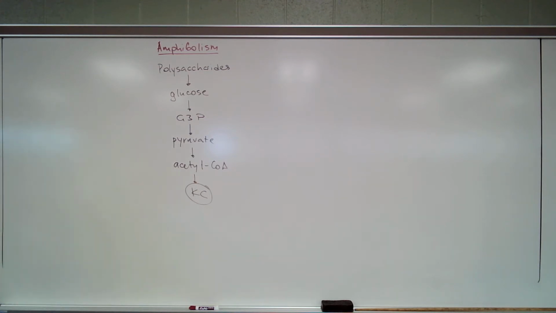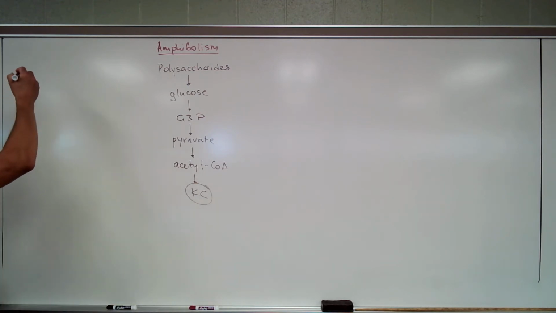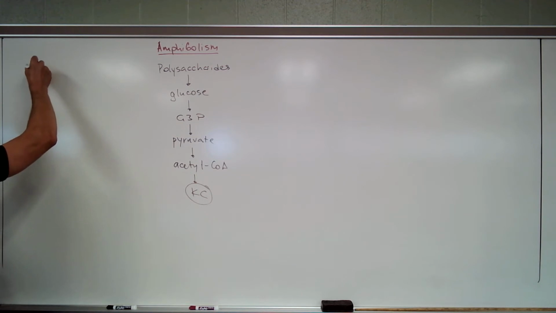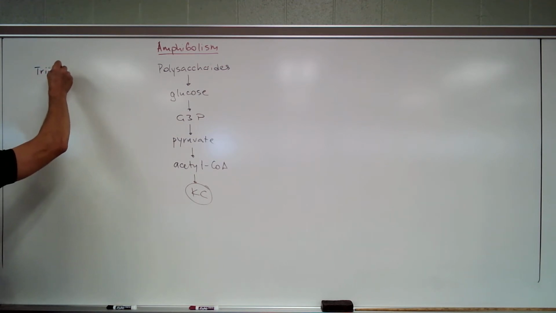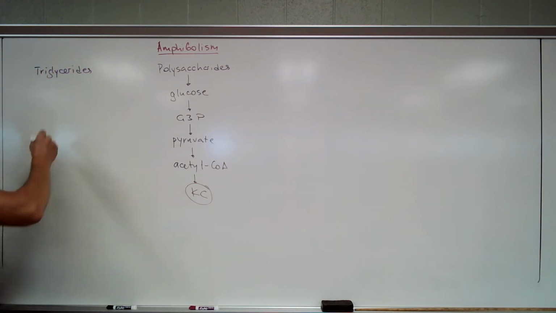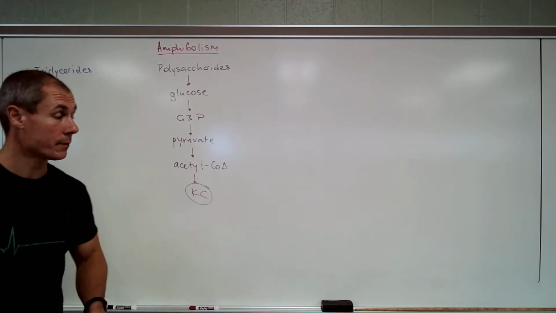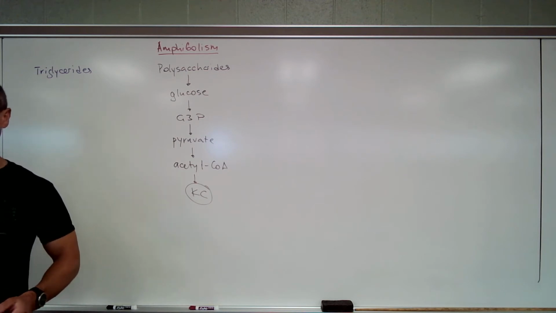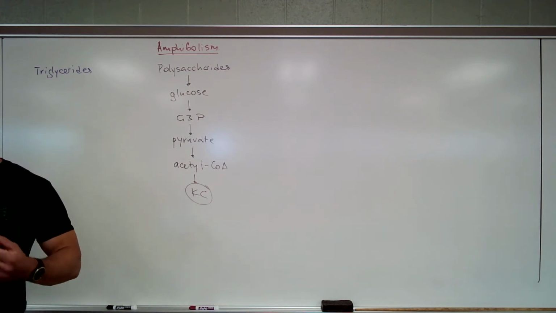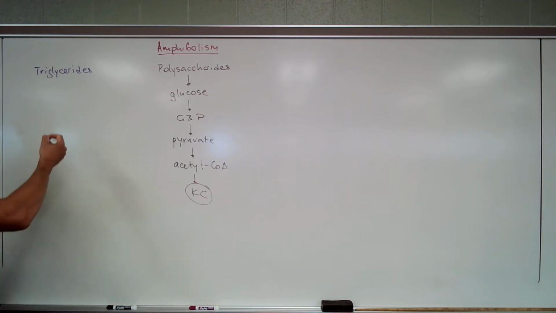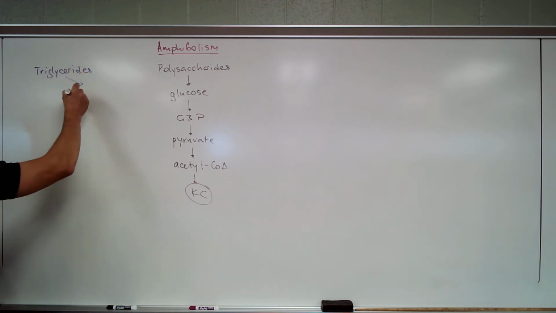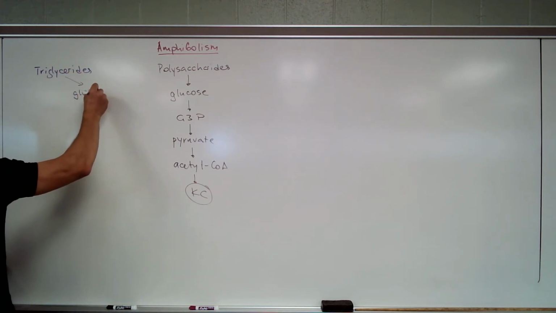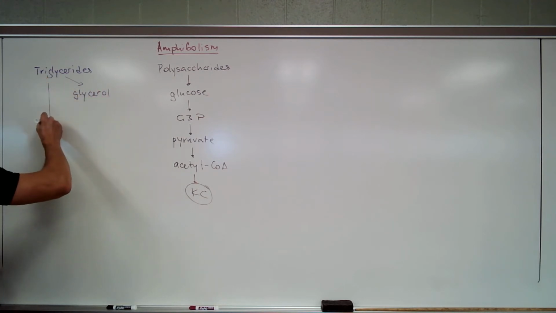So what if carbohydrates are not available in the environment? Can you use something else? The brief answer is yes, of course you can. So you start with triglycerides, and by you I mean not you personally, but bacteria. You know? So triglycerides, if you remember the formula, consist of two main categories of molecules, glycerol and fatty acids. So triglycerides get broken down into glycerol and fatty acids.